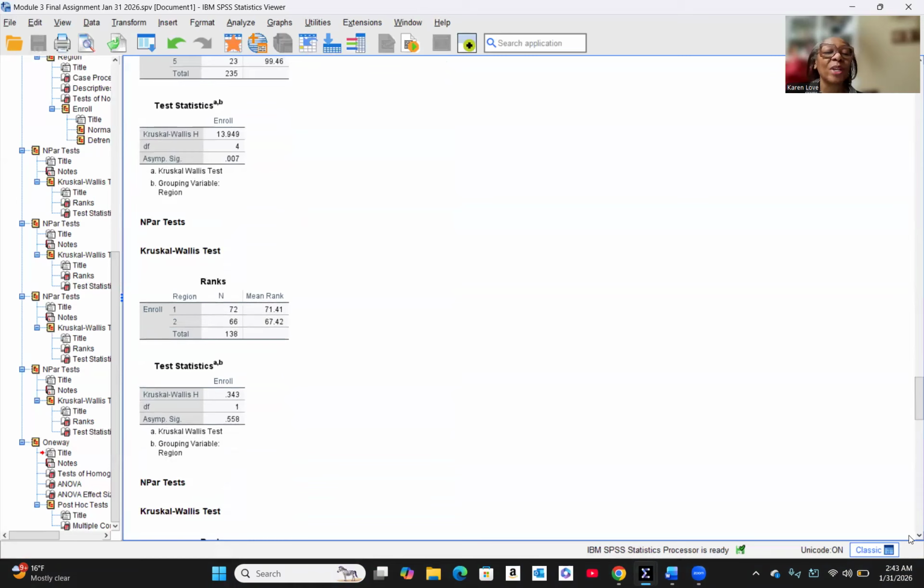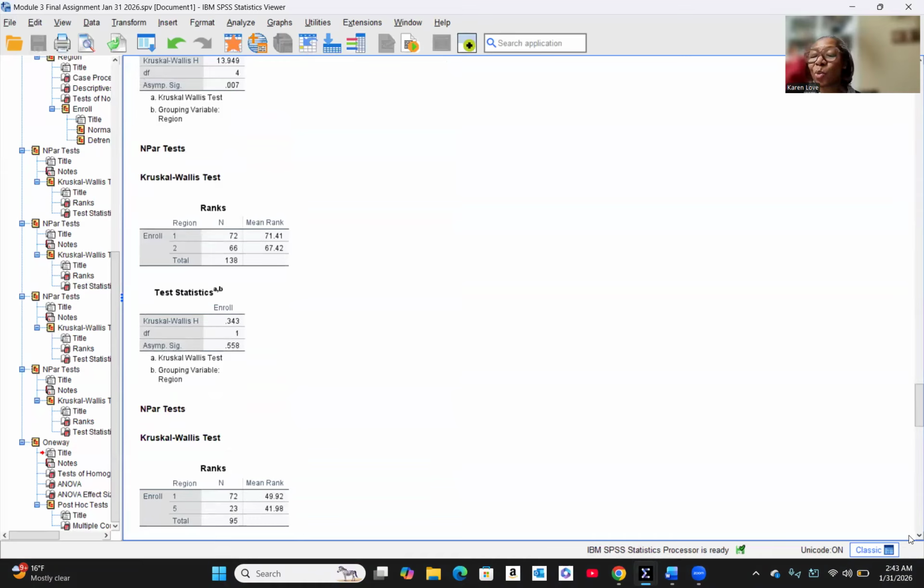So we ask, what is that difference? So how do we determine that? We determine it by comparing two regions at a time. And so I did that by selecting data and selecting cases that meet a certain criteria or condition. So when we look at the enrollment of region 1 compared to region 2, we see the numbers 72 and 68. When we look at the significance value, it is 0.558, which is greater than 0.05, showing no significant difference in enrollment.